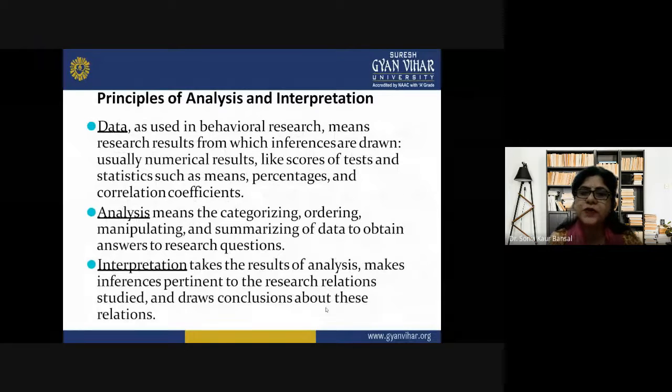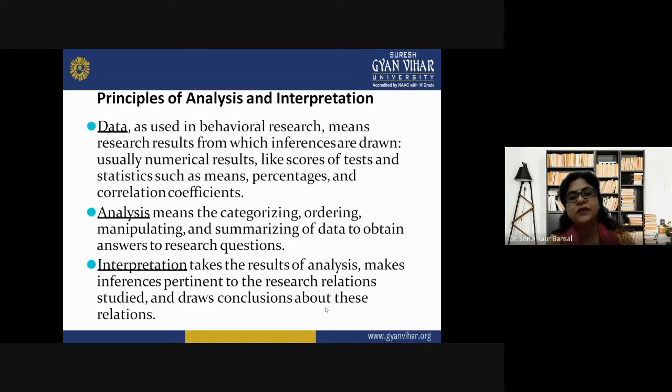Now we are talking about the principles of data analysis and interpretation. I have told you in my earlier lectures what data analysis and interpretation are. Data, as used in behavioral research, means research results from which inferences and conclusions are drawn. Usually these are numerical results like scores of tests, and statistics such as means, percentages, correlations and coefficients. Data which is not meaningful for drawing results is not data. It should be useful in behavioral research.